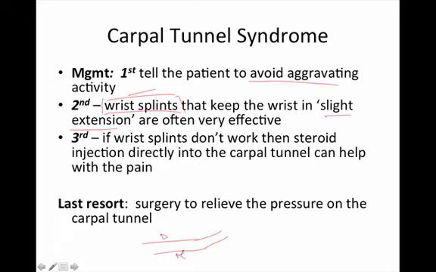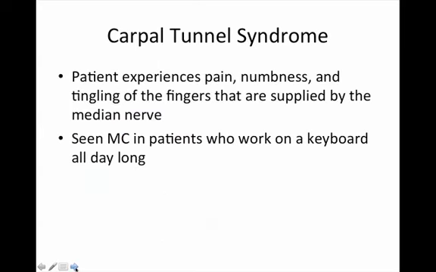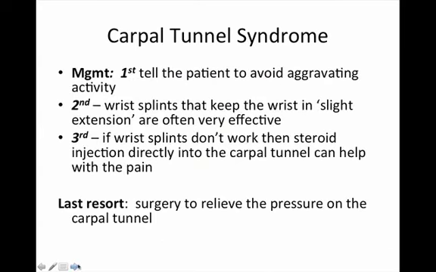Here's the anterior aspect of the arm. We're going to keep this slight extension, and that should take some of the pressure off of the carpal tunnel. Now, if splints don't work after a while, a steroid injection right into that carpal tunnel can help with the pain. So what we'll do is take a needle and inject it right into this carpal tunnel, hopefully alleviating the inflammation and helping our patient with their pain.